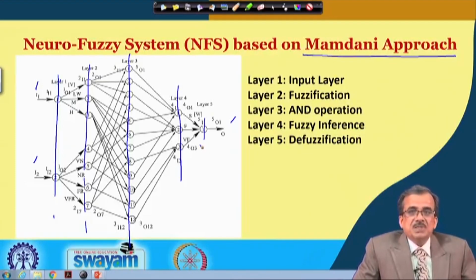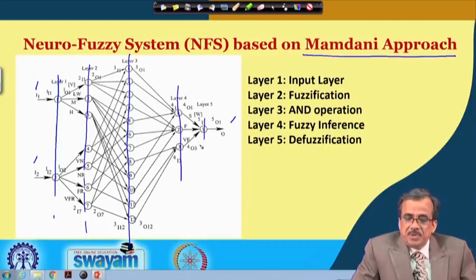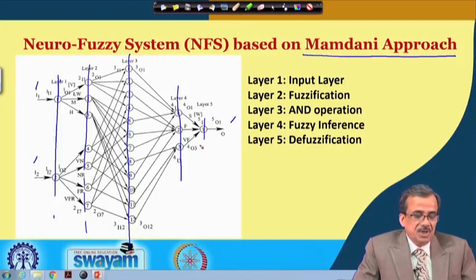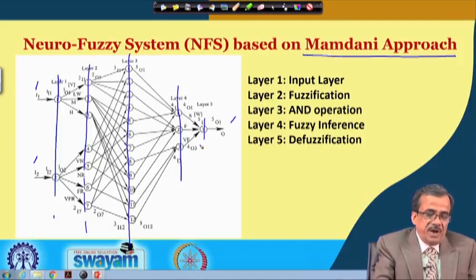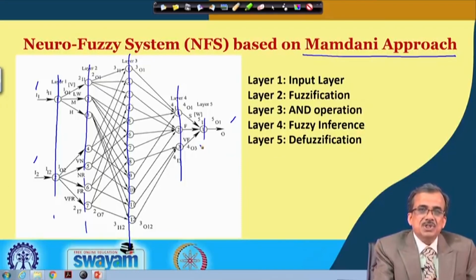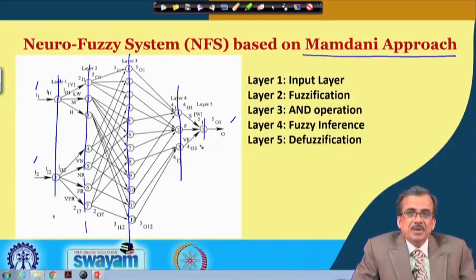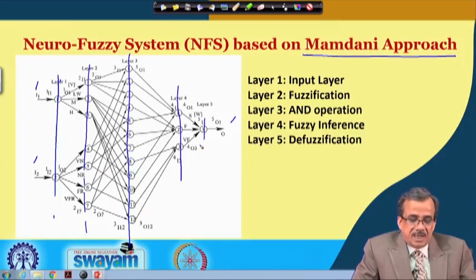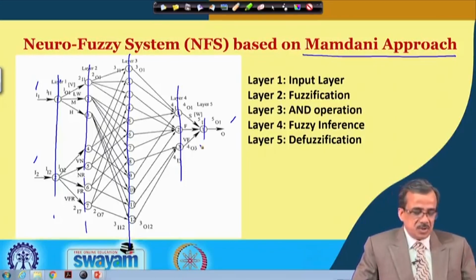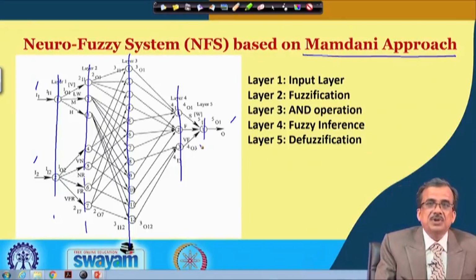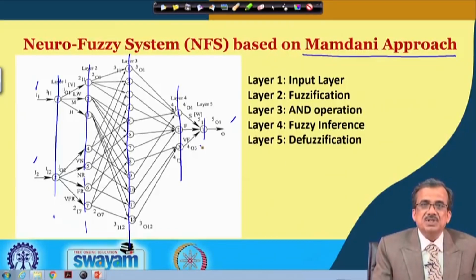We use the structure of this particular network to implement or to represent the fuzzy reasoning tool or fuzzy logic controller based on Mamdani approach, so that we can modify this network in order to train the Mamdani approach of fuzzy reasoning tool using the principle of either the back propagation algorithm, or we can use some sort of nature inspired optimization tool like genetic algorithms and others. So, that is the main purpose why we took the help of this type of structure of the network.